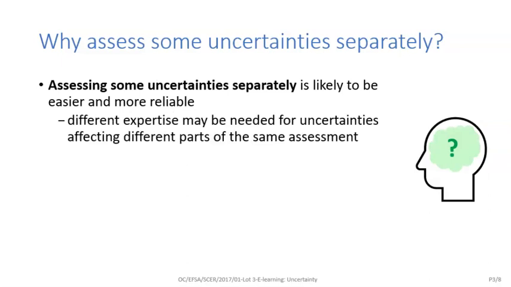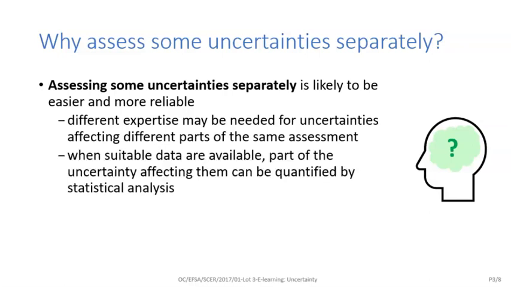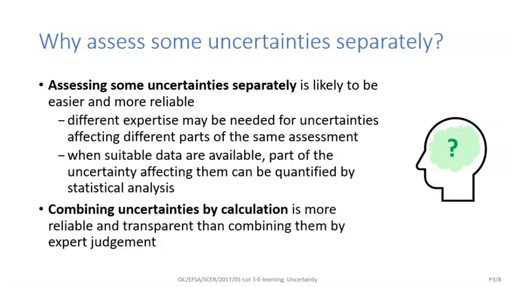This is partly because different expertise may be needed for uncertainties affecting different parts of the same assessment. So assessing them separately allows each part to be assessed by the relevant experts. Also, when suitable data are available, part of the uncertainty affecting them can be quantified by statistical analysis. Furthermore, combining uncertainties by calculation is more reliable and transparent than combining them by expert judgment.